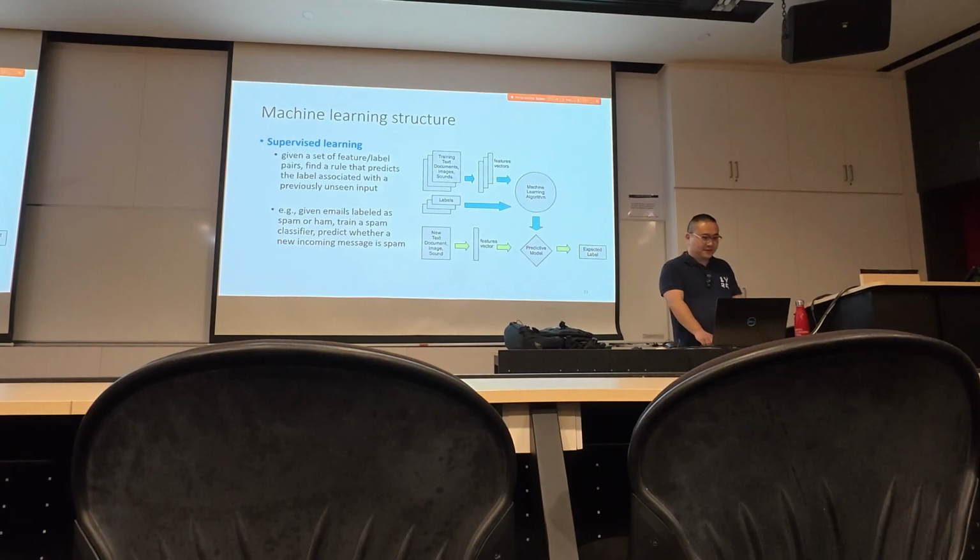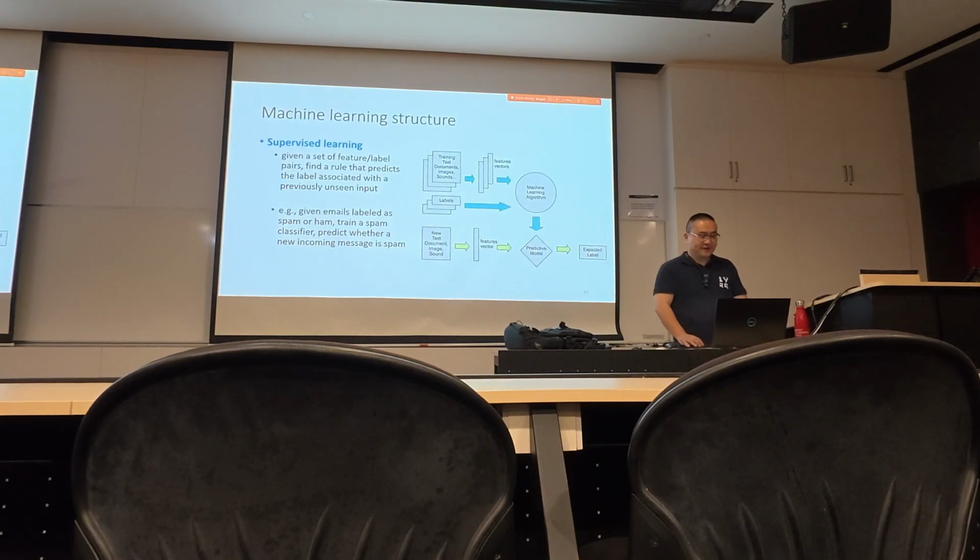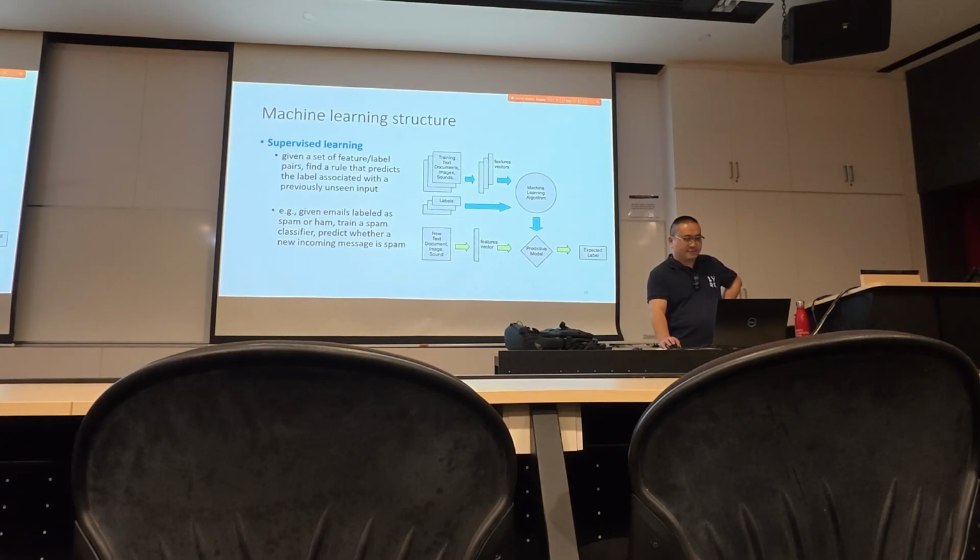Okay, so we have talked about the different tasks that can be done by machine learning. Machine learning can be divided into supervised learning and unsupervised learning. So what is supervised learning? For supervised learning, given a set of feature and label pairs, for example, given images and also the labels of the images, we want to find a rule that can predict the label associated with the input. So here's an illustration.